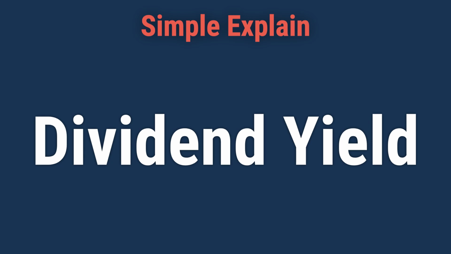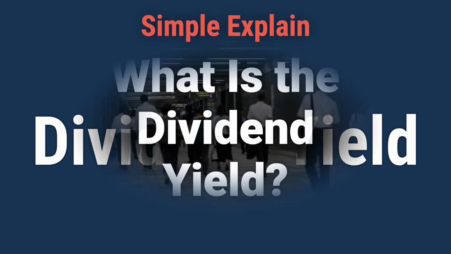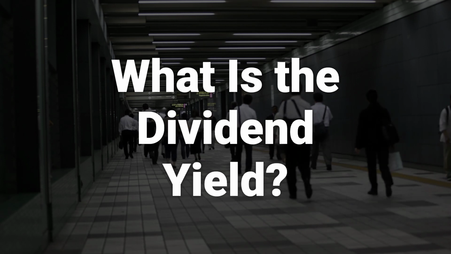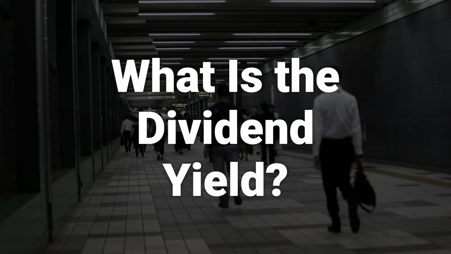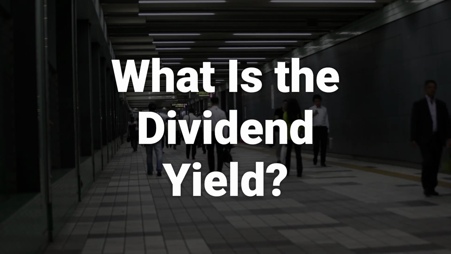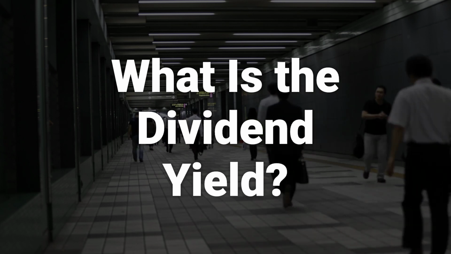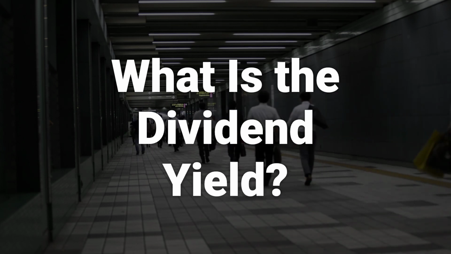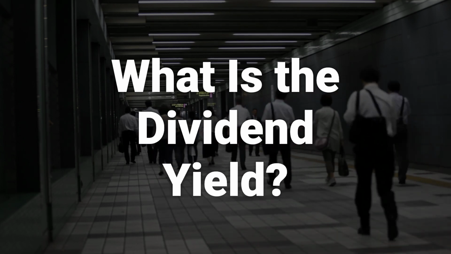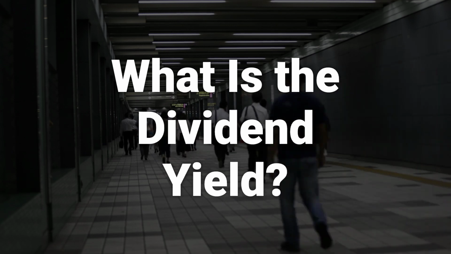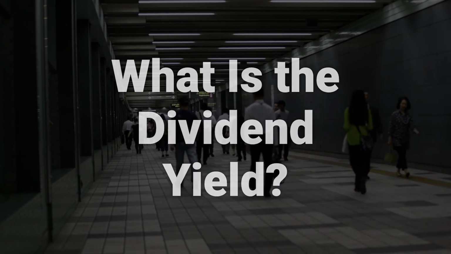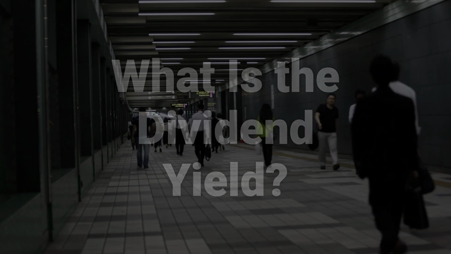Today, we will talk about the dividend yield. The dividend yield, expressed as a percentage, is a financial ratio that shows how much a company pays out in dividends each year relative to its stock price. The reciprocal of the dividend yield is the total dividends paid/net income, which is the dividend payout ratio.